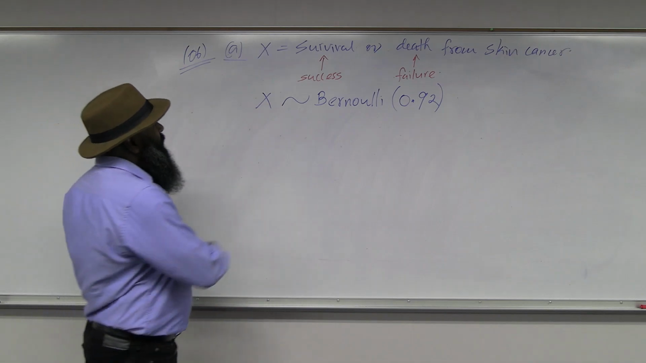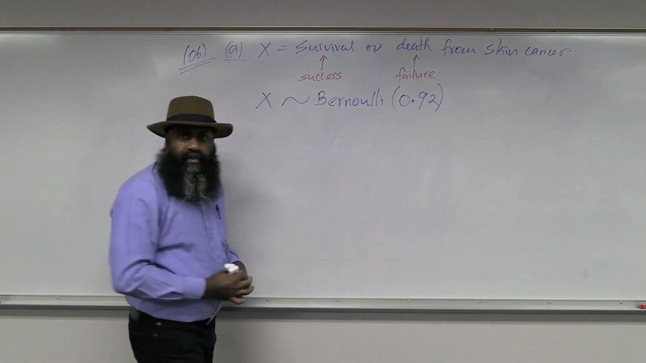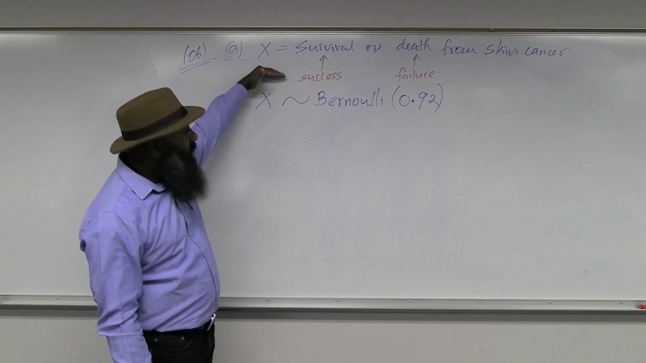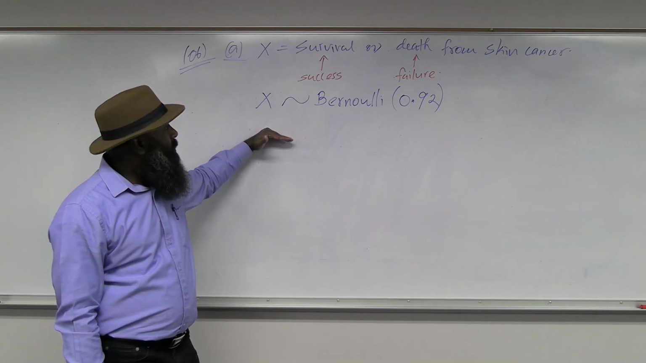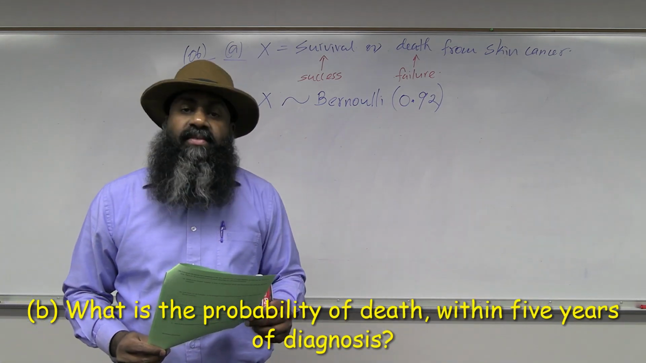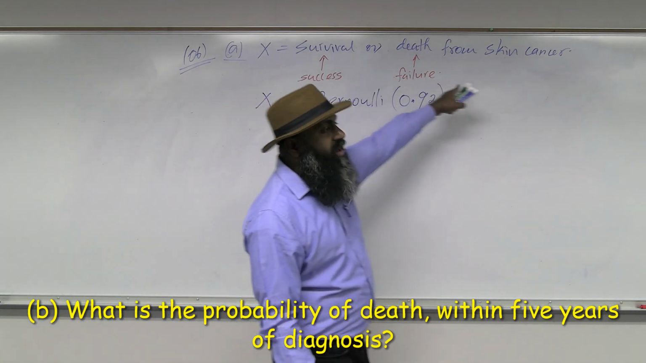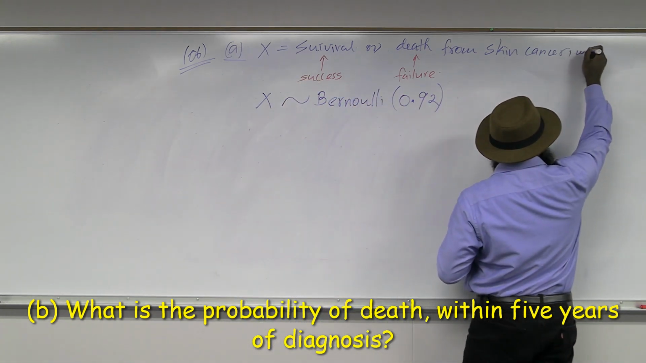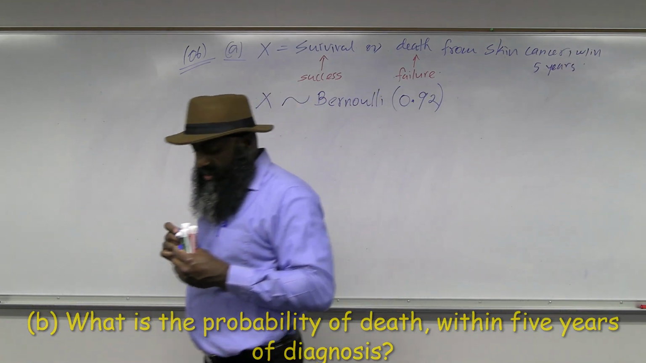But please make sure that if you write this part alone, your answer is not complete. Part A requires you to write both pieces. The definition of X, the random variable, and the distribution using the standard notations. All right, let's go to part B. What's the probability of death within 5 years of diagnosis? Actually, the complete definition must have that 5-year part. Survival or death from skin cancer within 5 years of diagnosis. That's a complete definition.